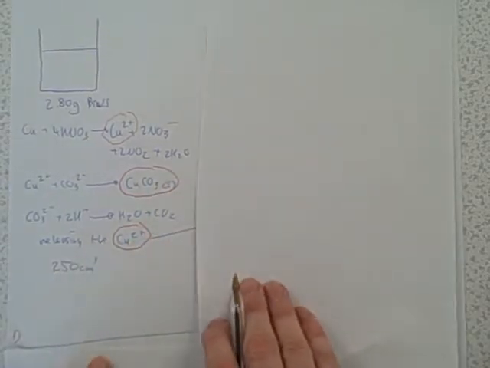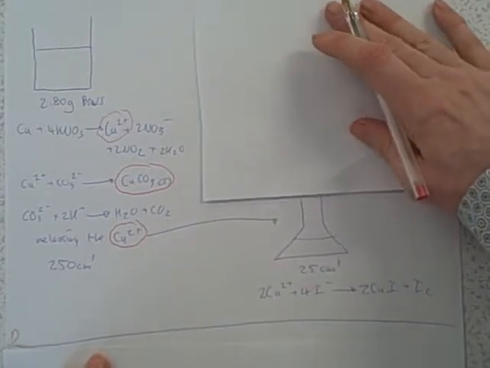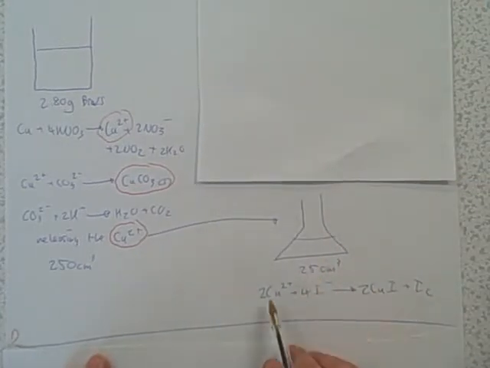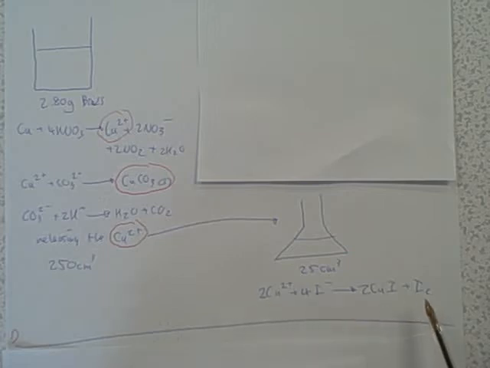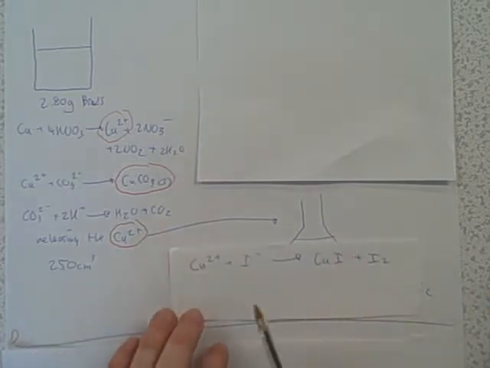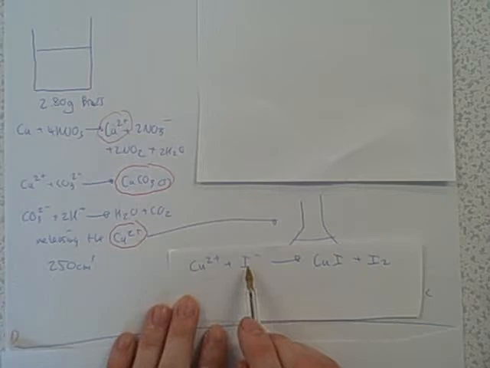It then says we pipetted 25 centimeters cubed of that into a conical flask, so that's our copper 2+, and we reacted that with some excess iodide. So this would be the overall equation. The way I got that is it tells you in the question we start with this.